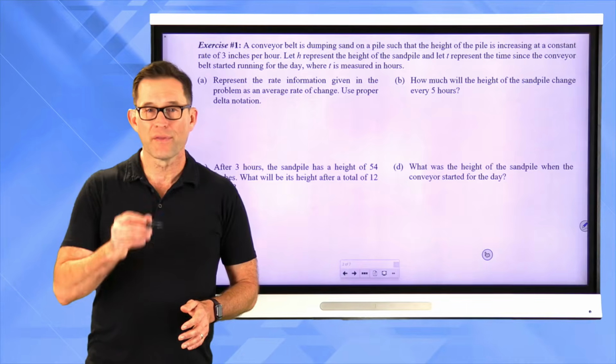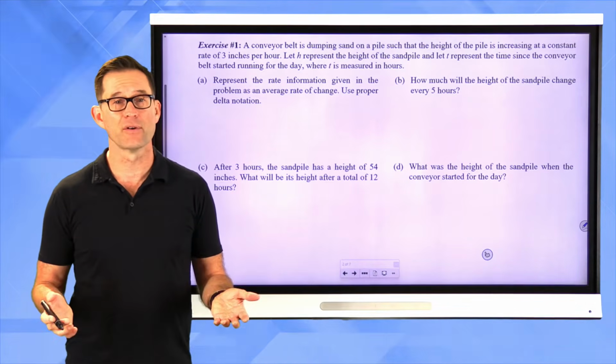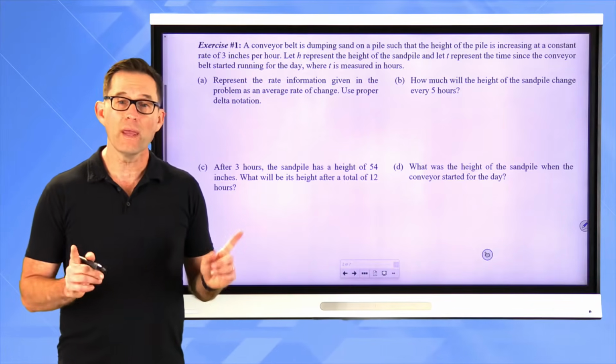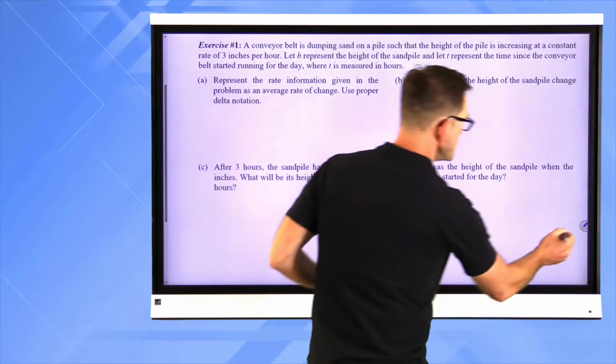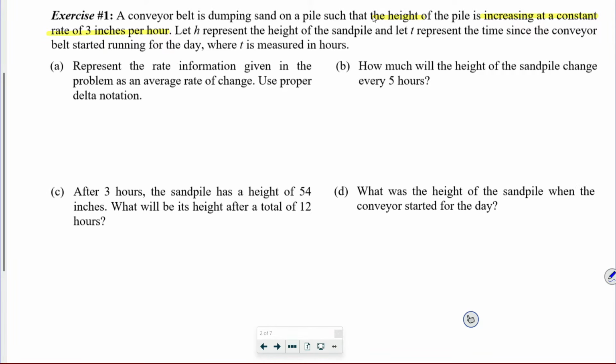So remember, the little triangle in our course, what is known as the Greek letter delta, stands for the change in. So what we know right now, and actually let me just use a highlighter really quick to highlight this information, right? What we know right now is that the height is increasing at a constant rate of 3 inches per hour. Very, very important information, all right? So how do we represent that with delta notation?